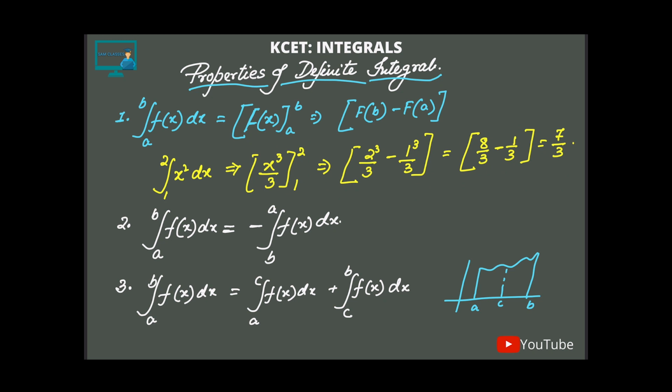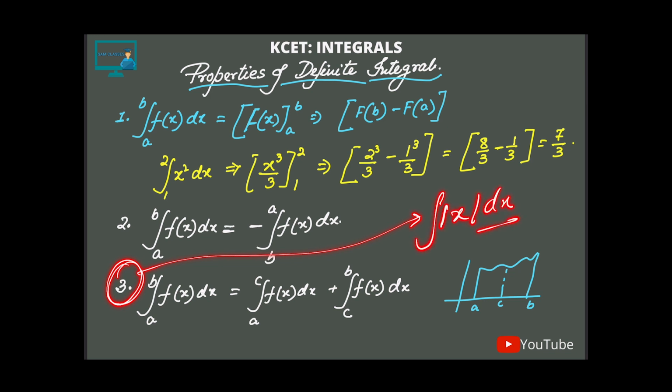Now what is the second property? Very simple property. If you have an integration from 2 to 3 fx dx, that is nothing but minus of 3 to 2. You change the limits, you'll just get a minus sign, that's it. Clear? Now this third one is very useful in solving questions like this.